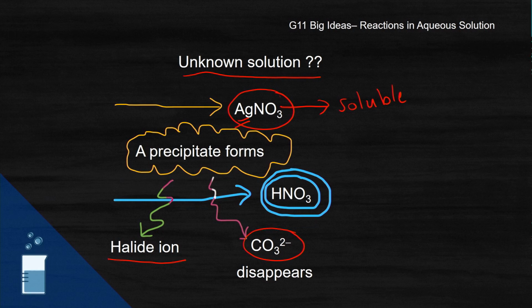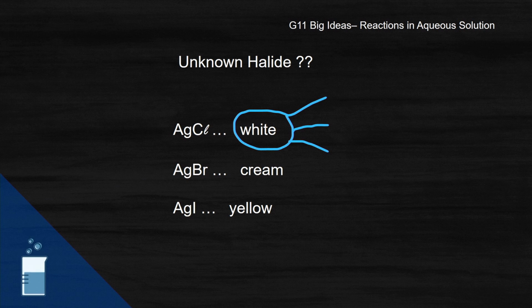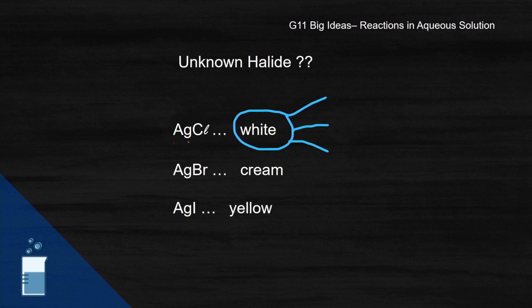Well, carbonate is an interesting salt because it responds to an acid. When an acid is added, the precipitate will disappear because carbon dioxide and water and a new salt are formed. So on to our halide. Halides have very distinguishable colors. Silver chloride is white, silver bromide is cream, and silver iodide is yellow.